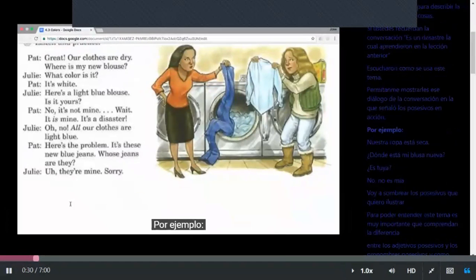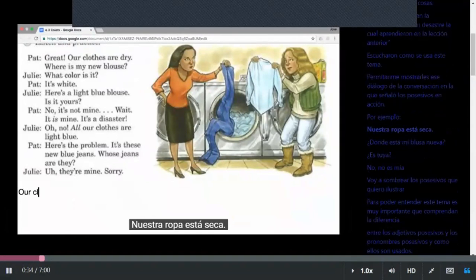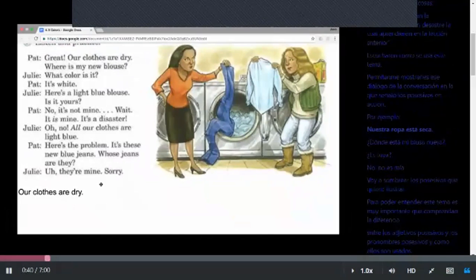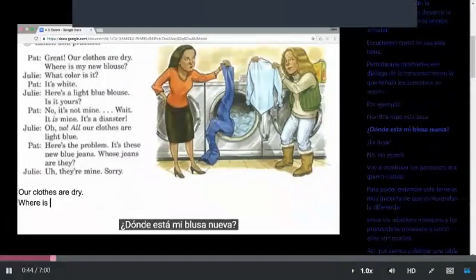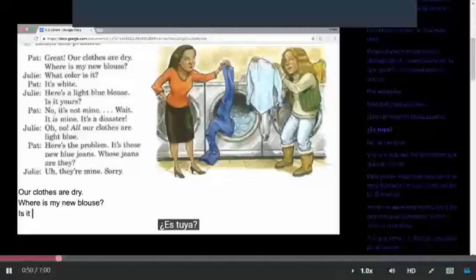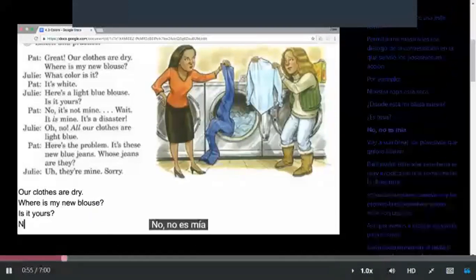For example, if you notice the conversation, our clothes are dry. Where is my new blouse? Is it yours? No, it's not mine.